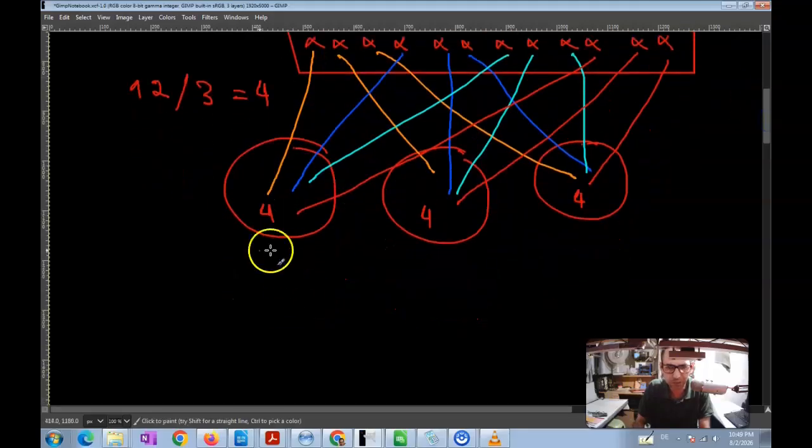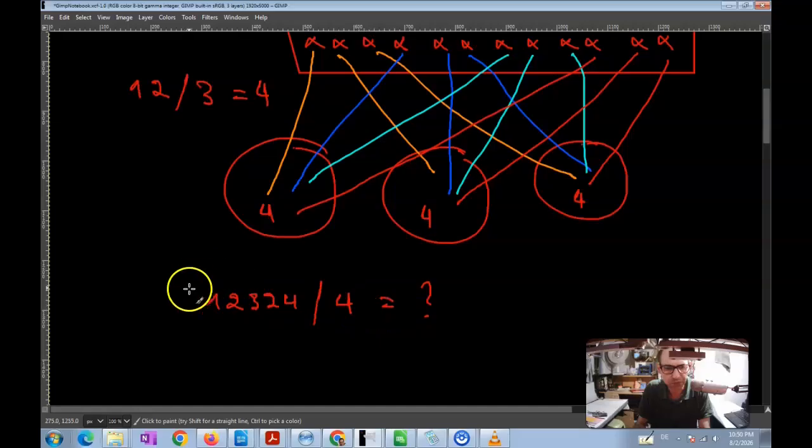But then the problem is that, for example, you have 12,324, and you want to divide it by, for example, 4, and you want to know what that is. Then you would have to keep doing this distribution over here, which would probably take forever, and of course you don't want to do that. We want to find an easier way to do this, right?